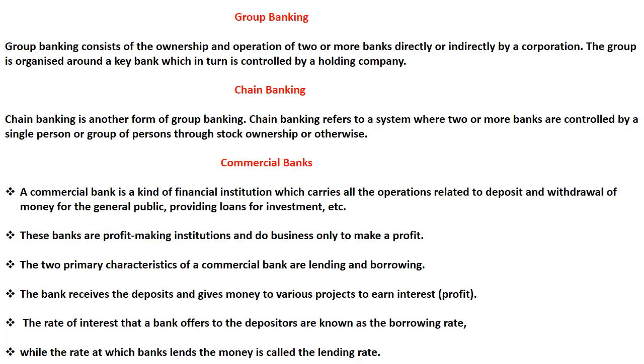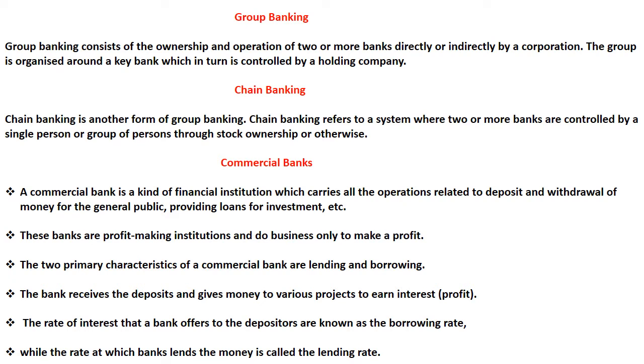Okay, so now group banking. What do you mean by group banking? It consists of ownership and operation of two or more banks directly or indirectly by a corporation. The group is organized around a key bank, which in turn is controlled by a holding company. We discussed holding company and subsidiary company before itself. So group means a particular group is having two or more banks working together.